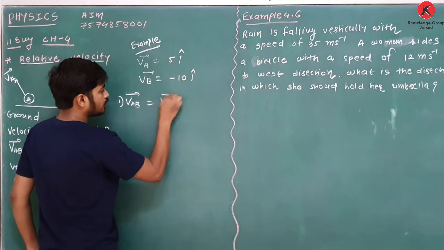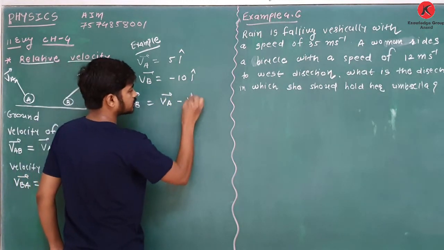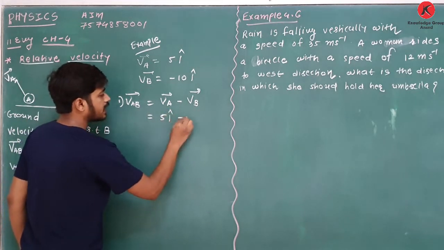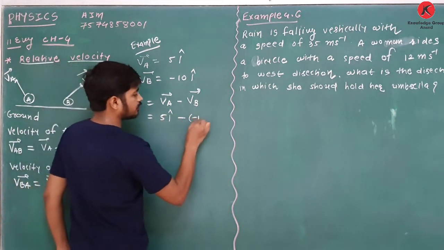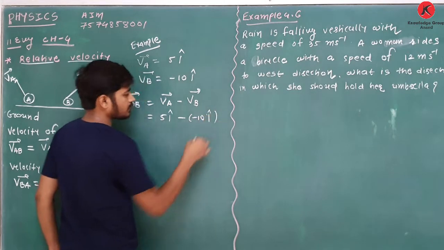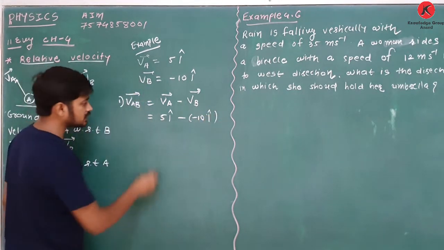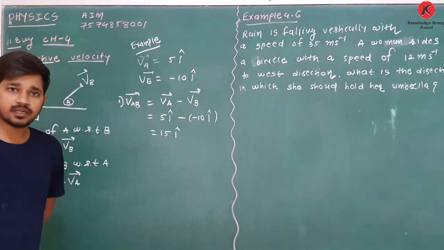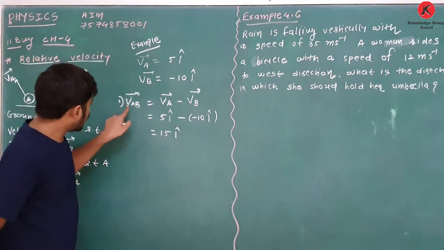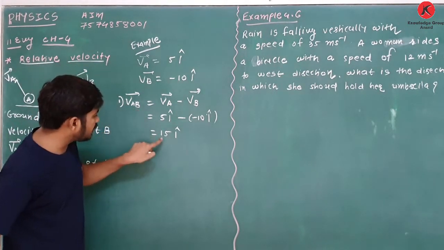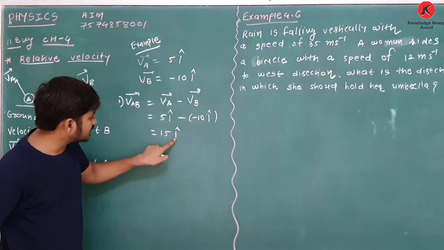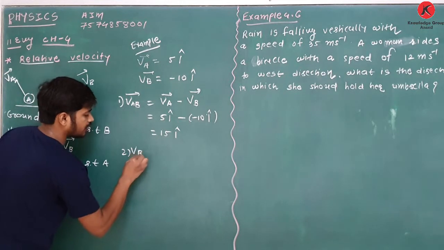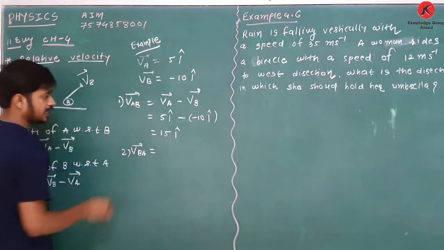Now first, if I find VAB, velocity of A with respect to B, then how to write it? It is VA minus VB. What is VA? It is 5 i caret. Minus VB means minus minus 10 i caret, so this minus will become plus. So it is equal to 15 i caret. Clear about this? So velocity of A with respect to B, its magnitude is 15 and its direction is positive x-axis.